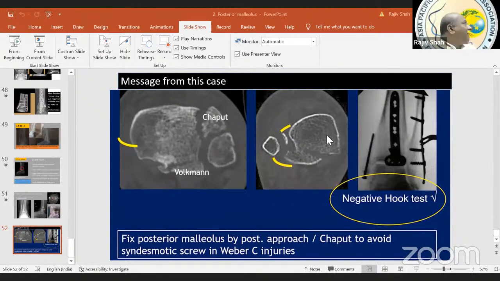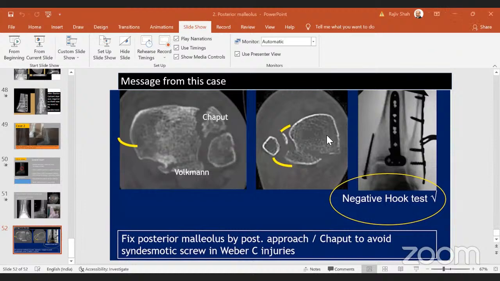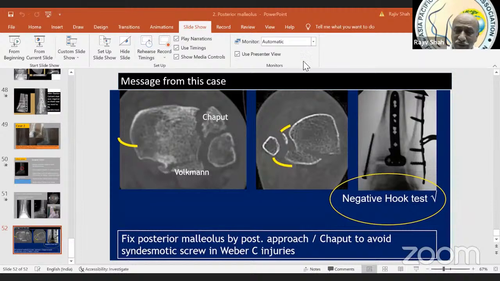Well, anyway, so far as I am concerned, I do open reduction of the syndesmosis. When I do the open reduction of the syndesmosis, I see the syndesmosis, and if there is a Chaput fragment, I definitely locate it. If there is a Volkmann fragment, I also locate it and I fix it. And I make sure that I fix it perfectly. It is like, if your mind has an idea, your eyes will see it. Your eyes would not see anything which your mind has no idea about.